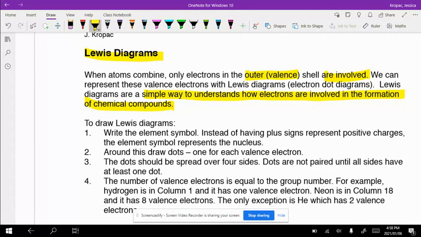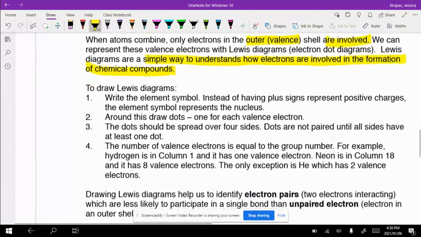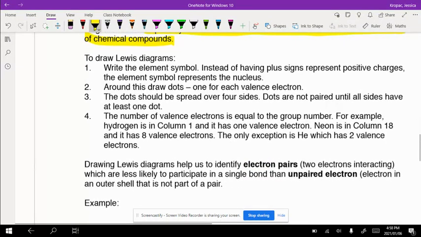It's not going to show us the number of protons. It's not going to show us the number of neutrons. It's just going to show us the outside number of electrons, and that's going to help us to understand bonding. It's just a nice little shortcut. So for Lewis diagrams, you're going to write the element symbol. You're not going to have to use positives or neutrons. I don't care about any of those. I just want to know the element symbol for the nucleus.